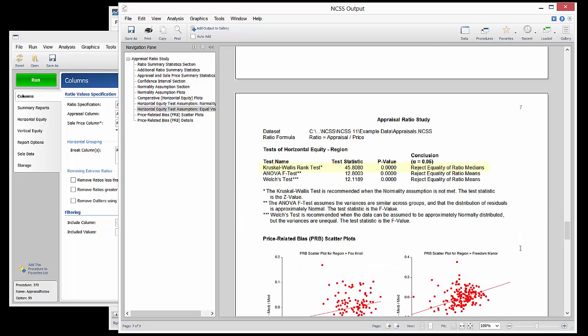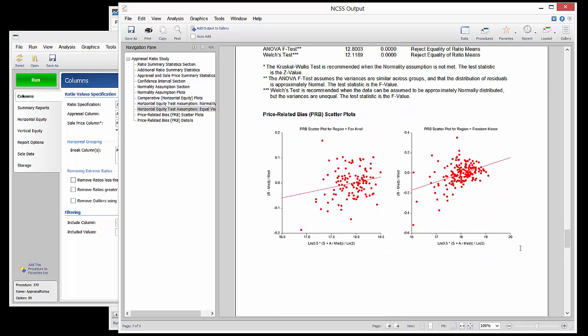This leads us to use the Kruskal-Wallis rank test to determine if the medians among the 5 regions are equal. A low p-value indicates that the medians are not equal. It appears that the Freedom Manor ratios are a bit lower than the other 4 regions. In short, there is not horizontal equity.